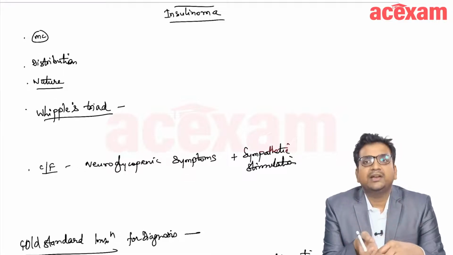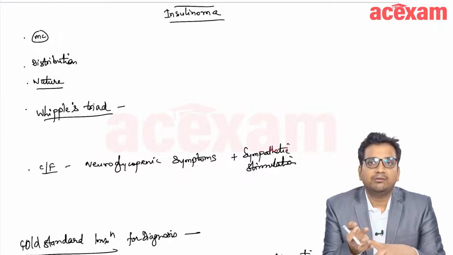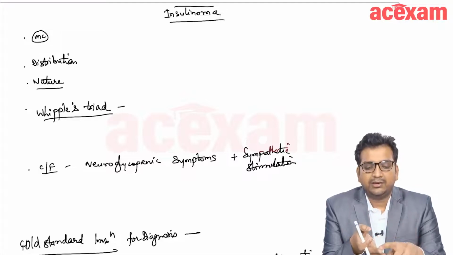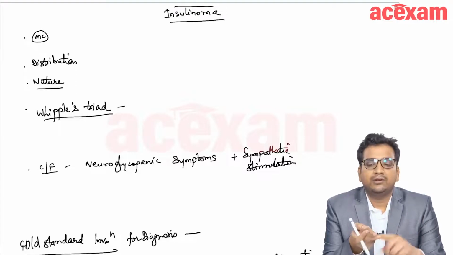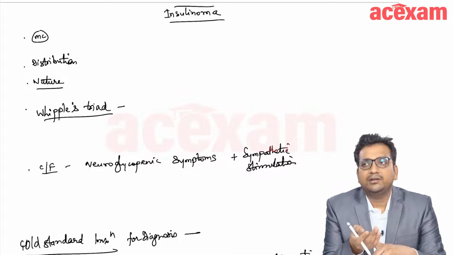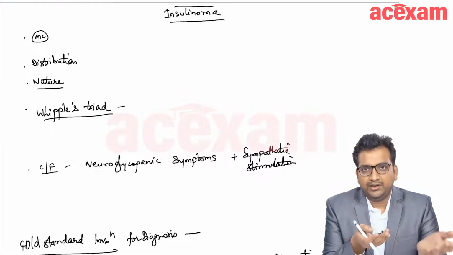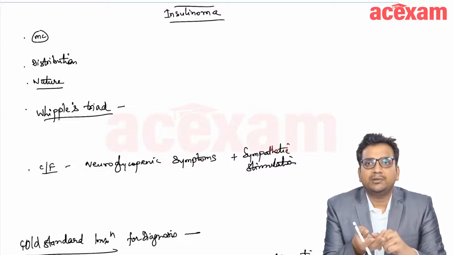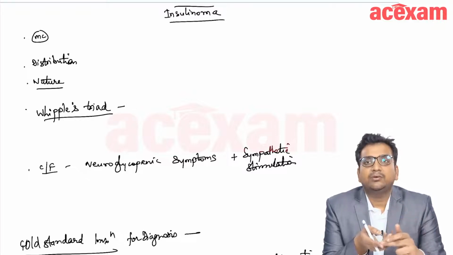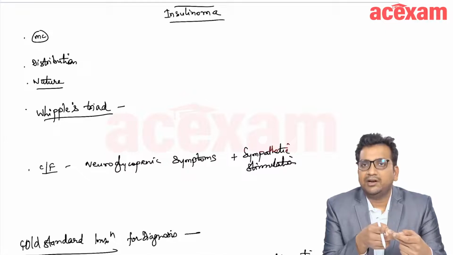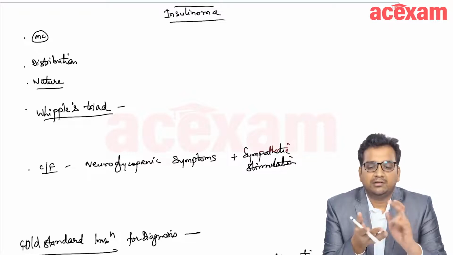And how can we diagnose? The diagnosis is made by the 72-hour fast test. We'll have to check the insulin to glucose ratio, and with the 72-hour fast test we'll be able to confirm the diagnosis. And how to localize? SRS is not useful. The best is to go for EUS, endoscopic ultrasound, and intraoperative palpation. If we want to localize it pre-operatively, we'll have to give an intra-arterial calcium injection, along with portal venous sampling.